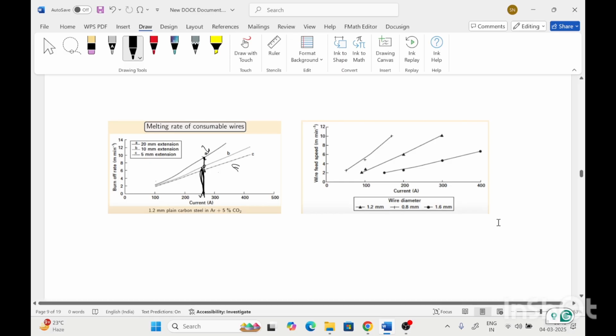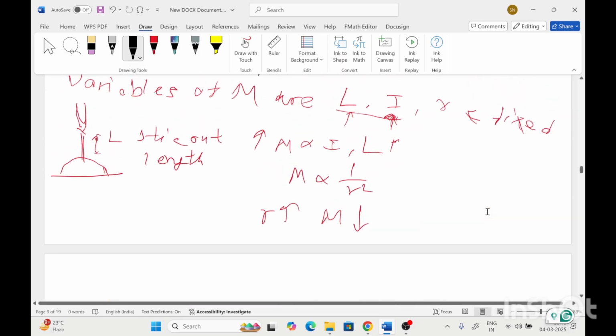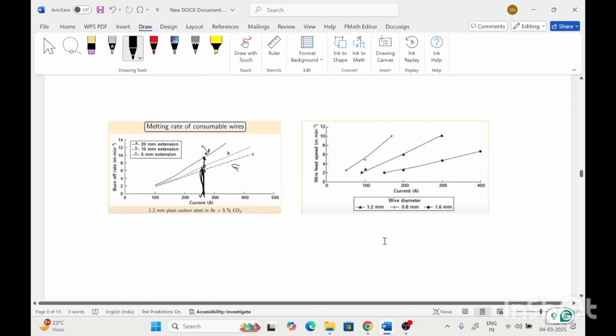As we know, the melting rate is inversely proportional to the diameter. The wire feed speed is also related to the melting rate, so this will also increase with the decreasing of the wire diameter.